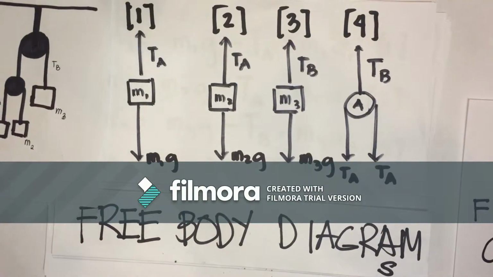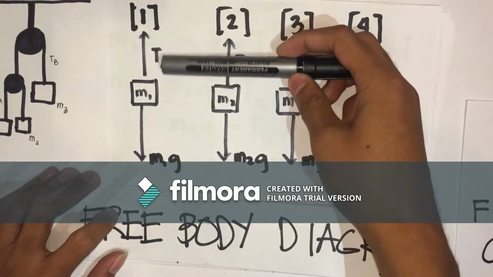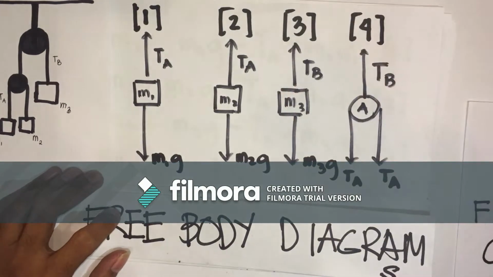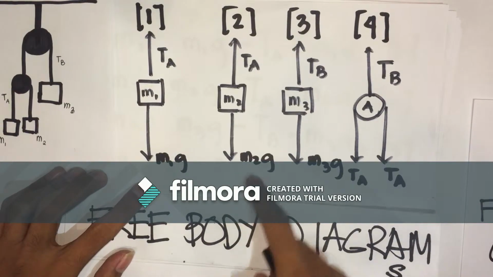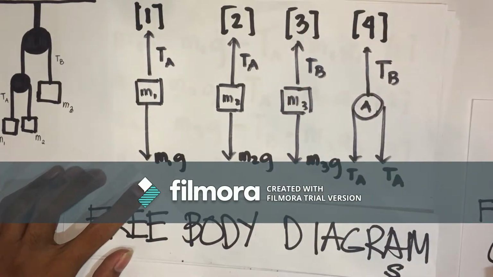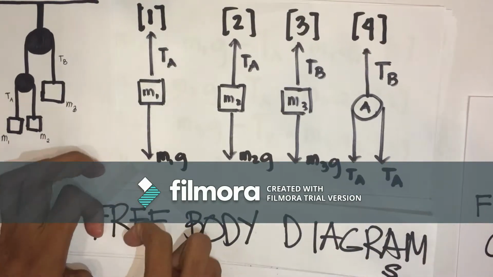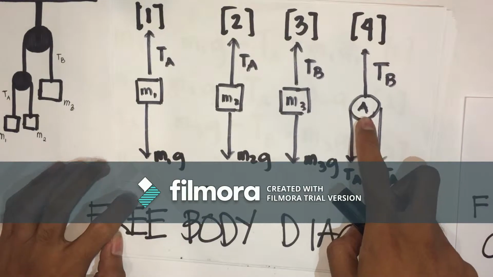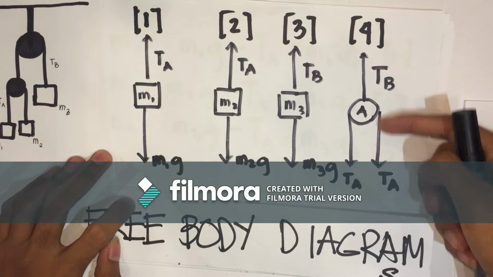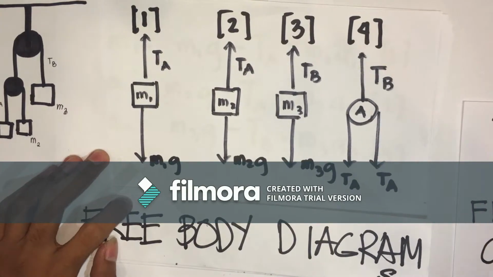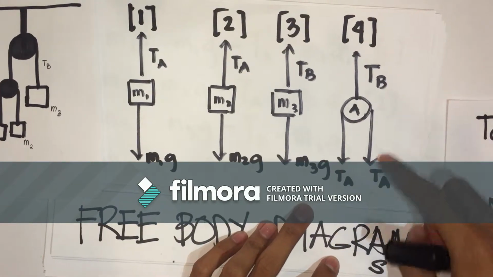As we can see, mass 1 has its weight pulling it down and tension A pulling it up. Next is mass 2, with weight pulling it down and tension A pulling it up. Mass 3 has its weight and tension B pulling it up. Pulley A has no mass, but it has tensions attached to it, which we can use for the free body diagram, with 2 TAs and 1 TB.